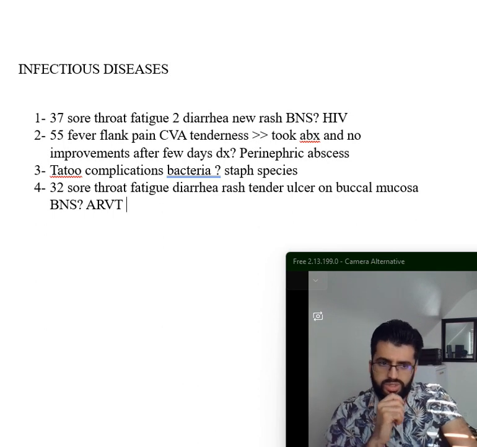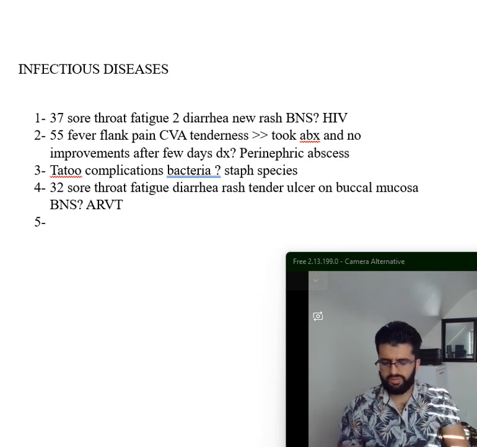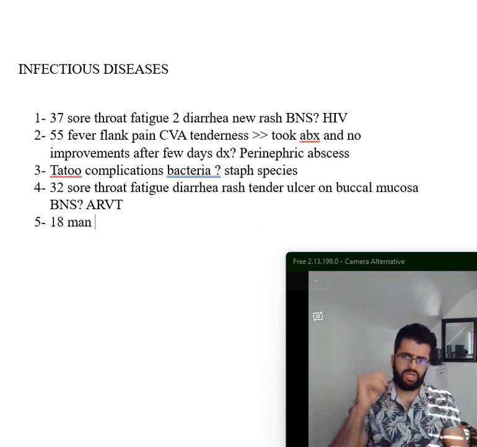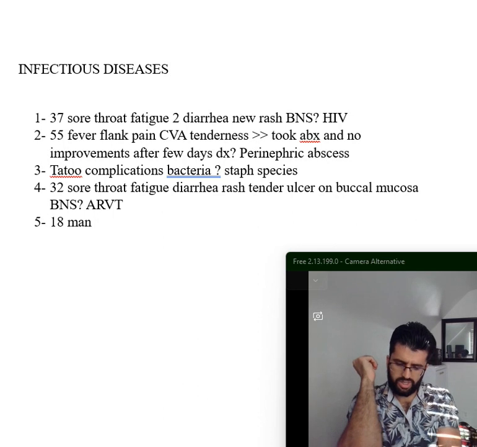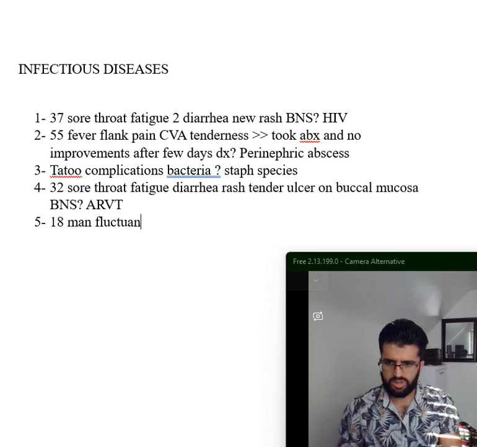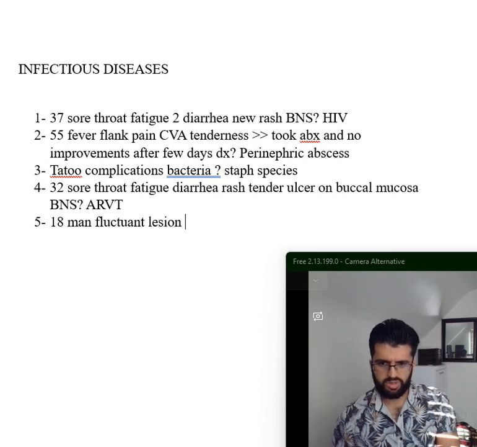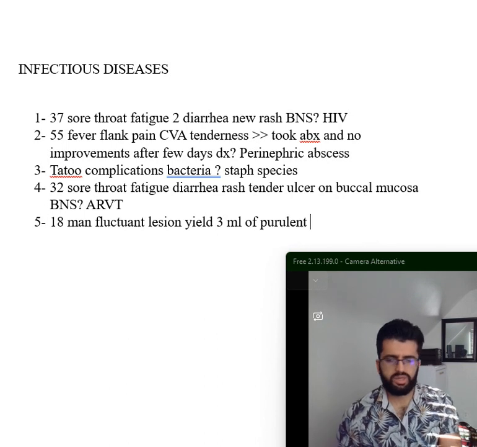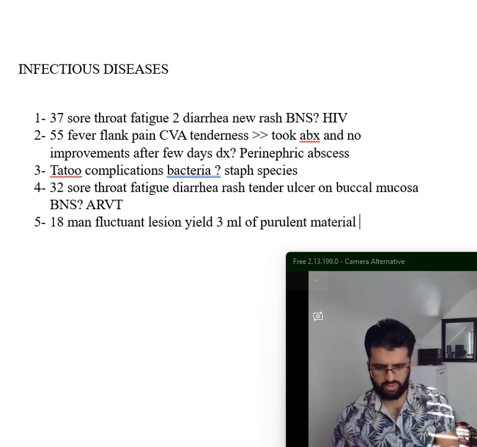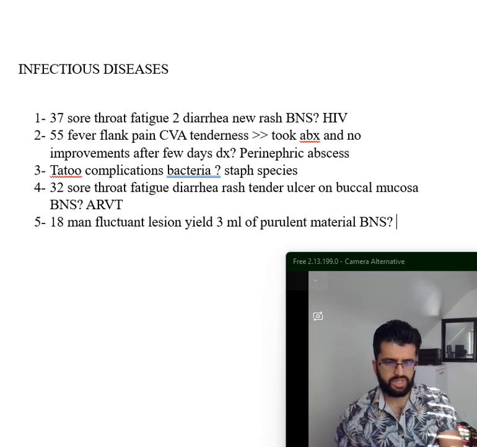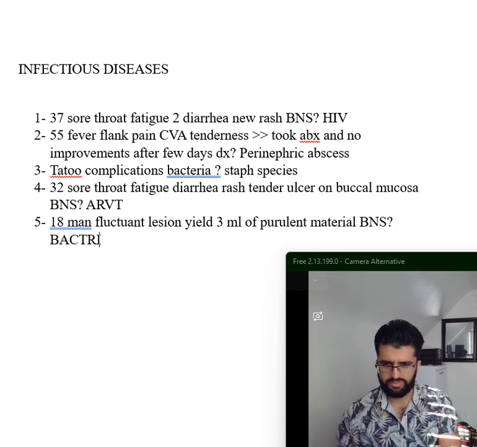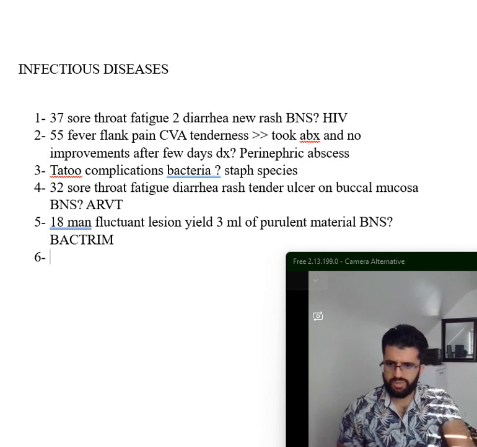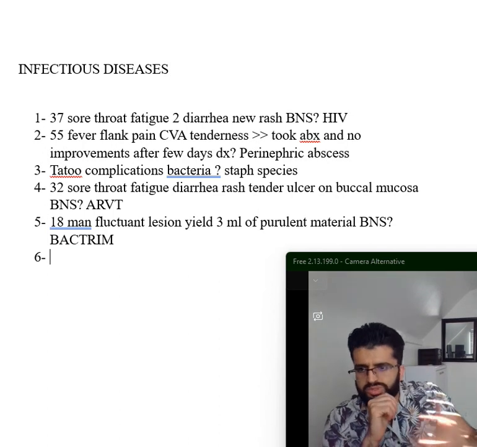Okay, now this case is kind of interesting. They give you an 18-year-old man who came in with a painful left elbow lesion. Okay, and then you look at the lesion. There is a fluctuant lesion. You yield 3 ml of purulent material. Okay, purulent material. That's not good, right? It's infected. So how do you treat? They're asking you how do you treat a skin abscess. Okay, give Bactrim, trimethoprim-sulfamethoxazole, because this is a skin abscess.